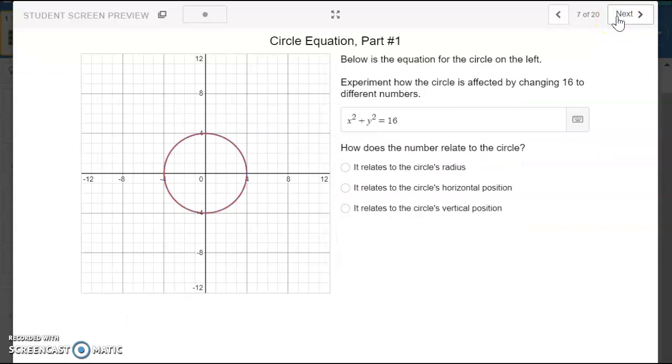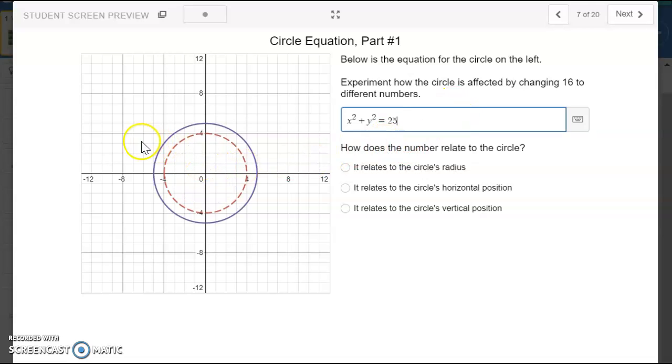Okay, now we're going to go on to card number 7 to 10 to look for patterns of circle equations. And now below is the equation for the circle on the left. Experiment how the circle is affected by changing 16 to different number. So if this is x squared plus y squared is 16, and I change this 16 to say 10, what happens? Okay, the red was the original. We've just created a smaller circle. Okay, what if I made this into bigger number like 25?